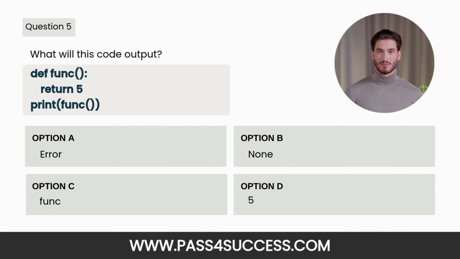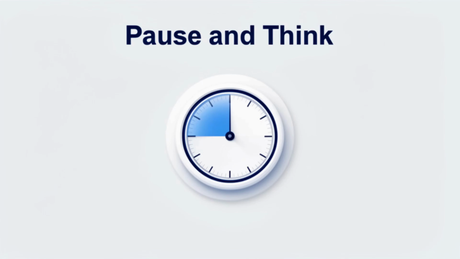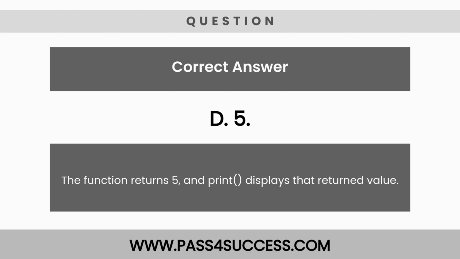Question 5. What will this code output? Options: A. Error, B. None, C. Func, D. 5. Pause for 5 seconds. Think about the best answer. The correct answer is D. 5. Explanation: the function returns 5, and print displays that returned value.